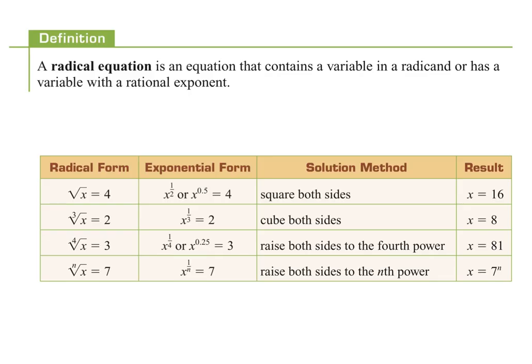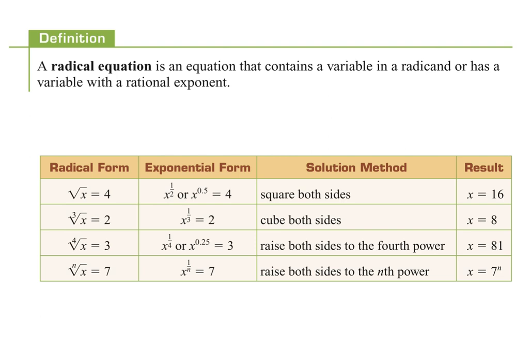A radical equation is an equation that contains a variable in a radicand or has a variable with a rational exponent. So if your variable is inside the radical, it is considered a radical equation. Or if your variable has a fractional or decimal exponent, it is a radical equation. Okay? So what we've been doing so far had x's in it, but they were on the outside. So they were technically just regular algebraic equations. Even though you had radicals, those radicals were just coefficients, right? In this case, the radicand, or the number inside the radical itself, has a variable.